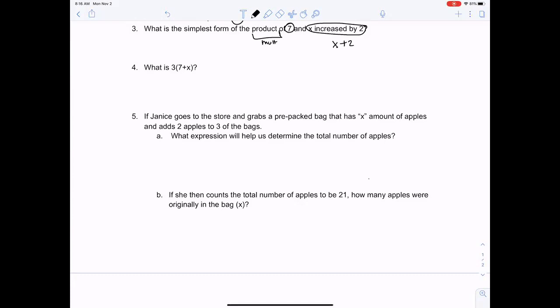This addition sign, or any sign that I have, I'll want to put all this in parentheses. It's its own term, x increased by 2. If I'm finding a product of two things, I could just put the 7 right behind it or put the multiplication sign. It really doesn't matter. Parentheses signify multiplication, so I could leave it like this.